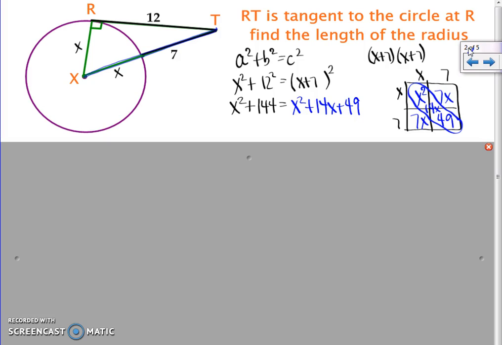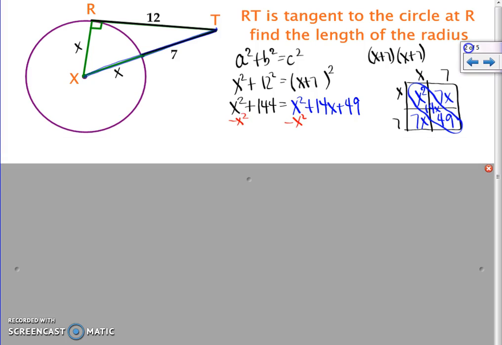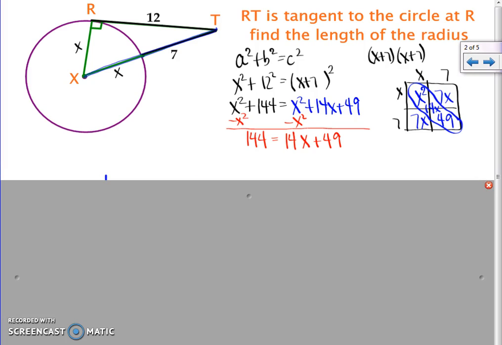Okay, what could we do to both sides now? We could subtract 49. What could we get rid of by subtracting it on both sides? X squared. So let's do that. That'll make life a little bit easier here. So now we have, well, yeah, they cancel each other. Yep, they cancel out. Now this is just back to basics solving for x. So now we can subtract 49.